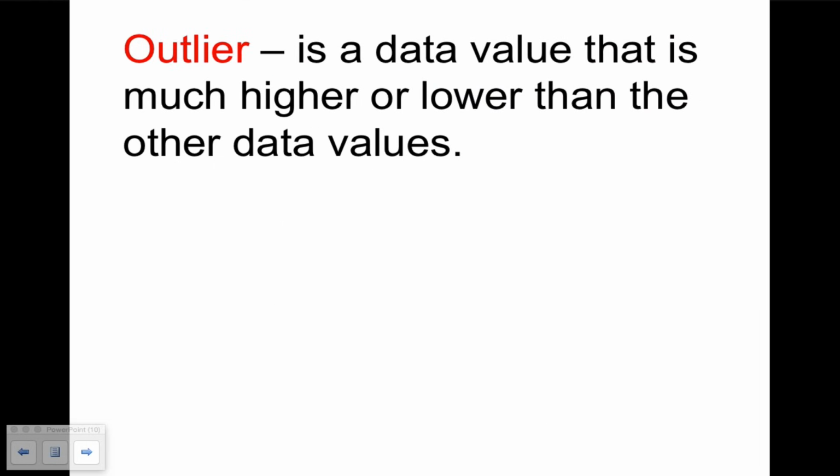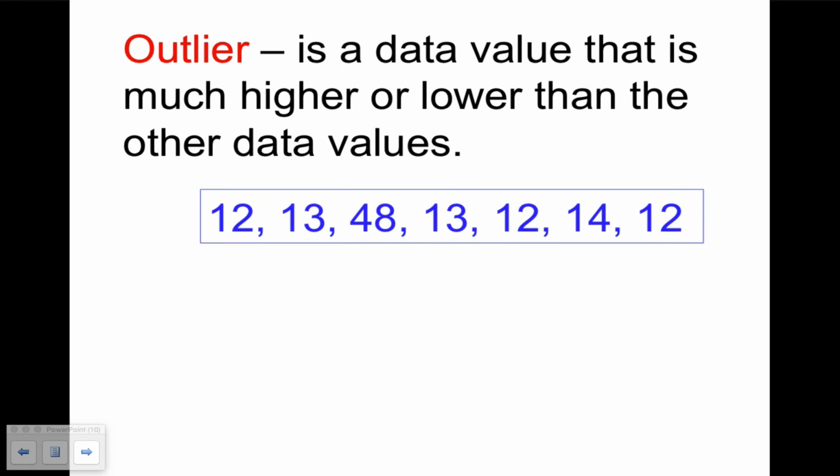An outlier is a data value that is much higher or lower than the other data values. Here's a list of ages of people at a volleyball game. And one of these values is an outlier. And yeah, you probably see it. The outlier is 48. That's probably the coach, right? The rest of the team is all there, 12, 13, 13, 12, 14, 12. But the outlier is 48. It's much different than the rest of the data values. If we wanted to know the average age of the players, we'd probably not include the outlier.